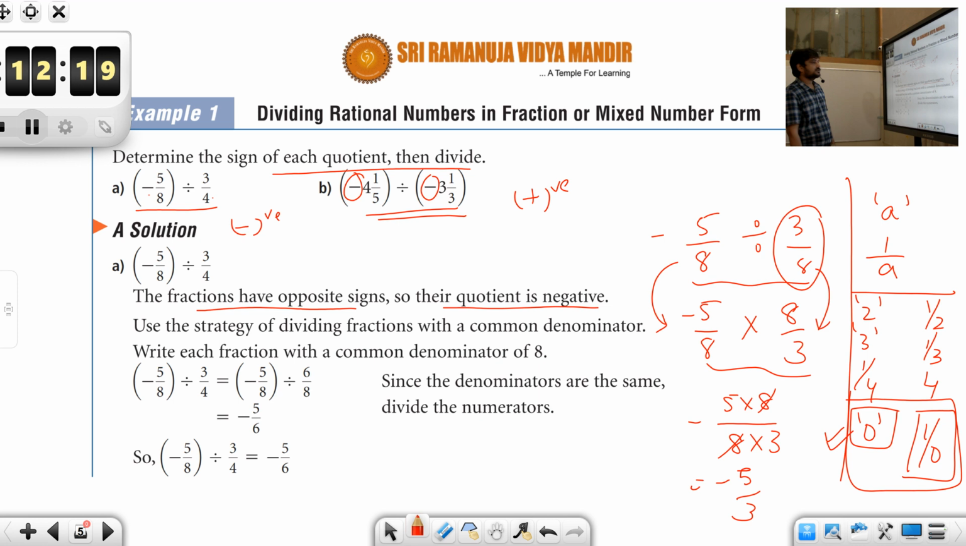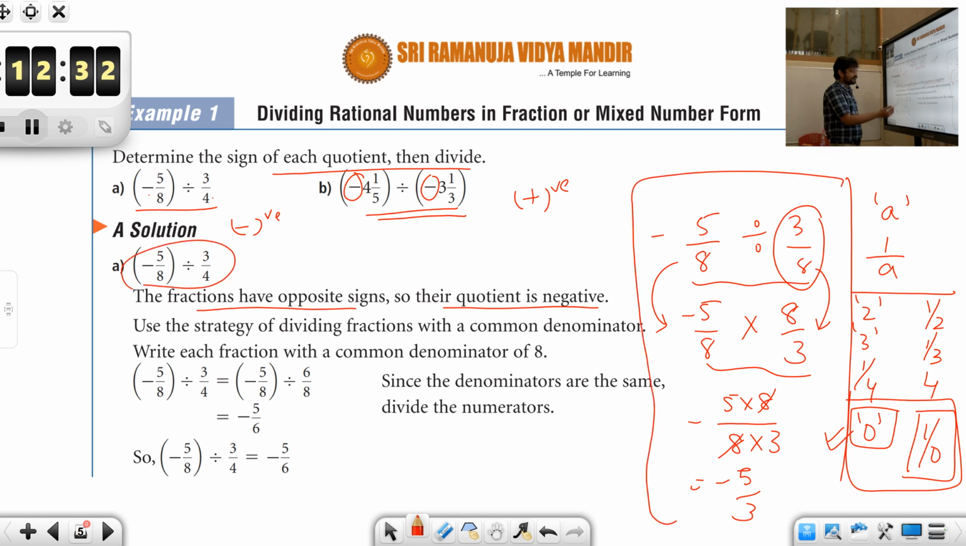If you look at this particular example, minus 5 by 8 divided by 3 by 4. Again, what we will be doing? Minus 5 by 8 divided by 3 by 4. The division problem will convert into a multiplication problem by considering its reciprocal. Reciprocal of 3 by 4 is 4 by 3. Now students, how to multiply two fractions? We will simply multiply the numerators and then multiply the denominators and divide that. Either you can find the respective products, or if you find anything common, you can cancel them out, so that the expression gets more simplified.